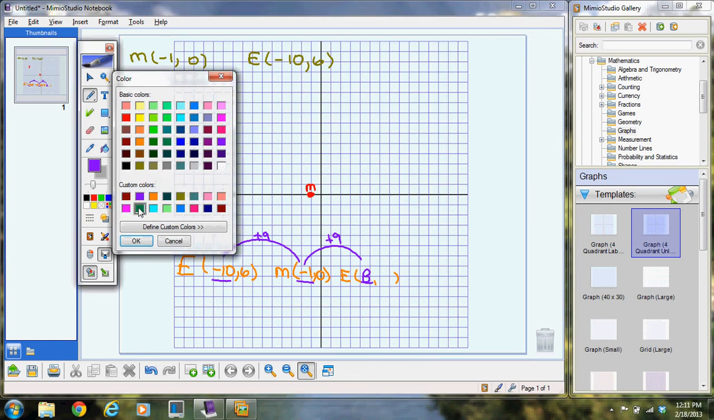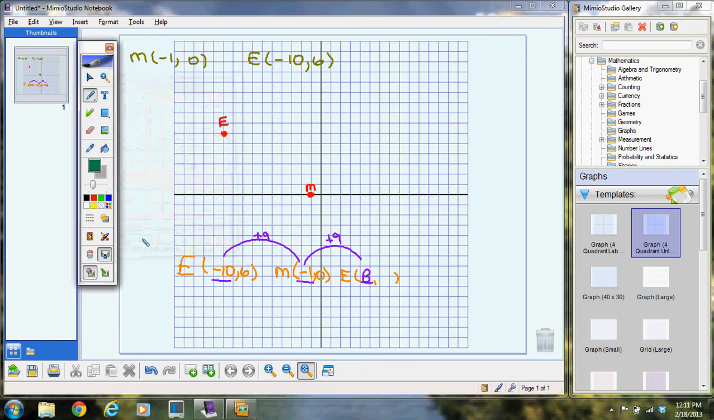Now let's look at our y values. My y value went from 6 to 0. So on a thermometer, that would be down 6. I need to do that again because I'm halfway there. So I need to go over here and do -6. 0 minus 6 is -6 degrees. So my endpoint should be at 8, -6.